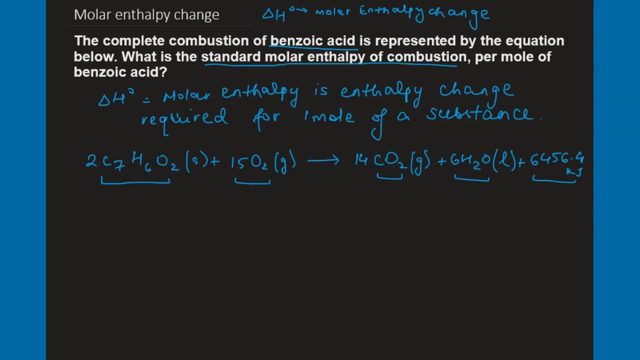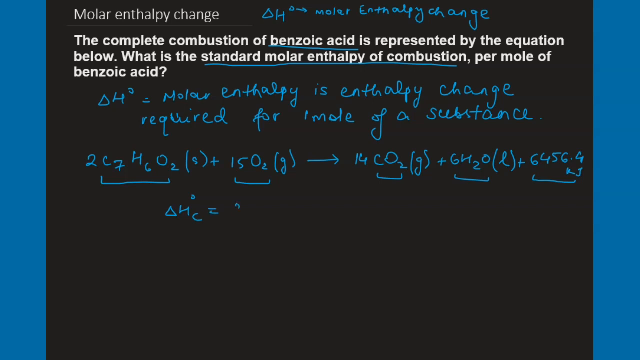We know the representation of standard molar enthalpy of combustion is delta H naught C. Delta H naught C stands for molar enthalpy of combustion, where C is for combustion. We are looking for molar enthalpy of combustion, so we would just see that this is the combustion reaction and the enthalpy of the combustion reaction is given to you as delta H equal to 6456.4 kilojoules.